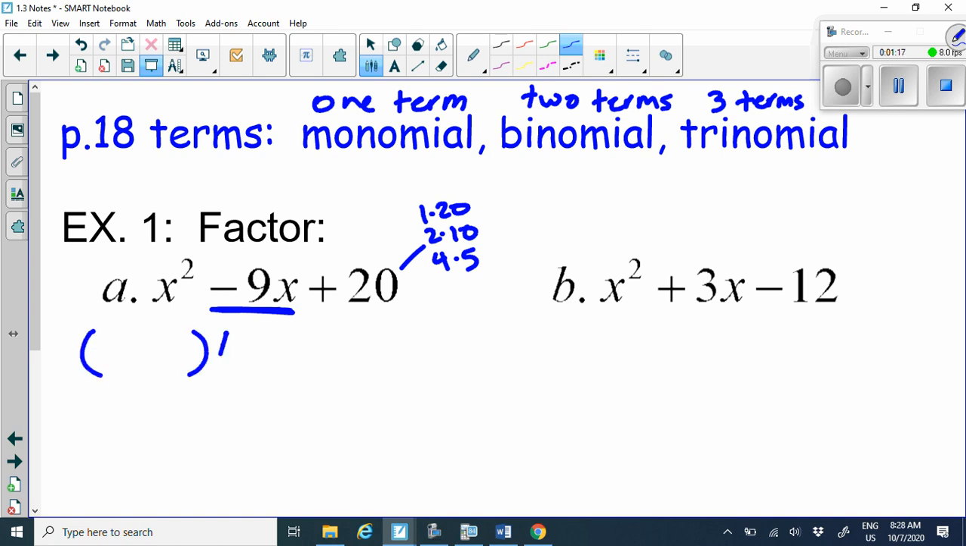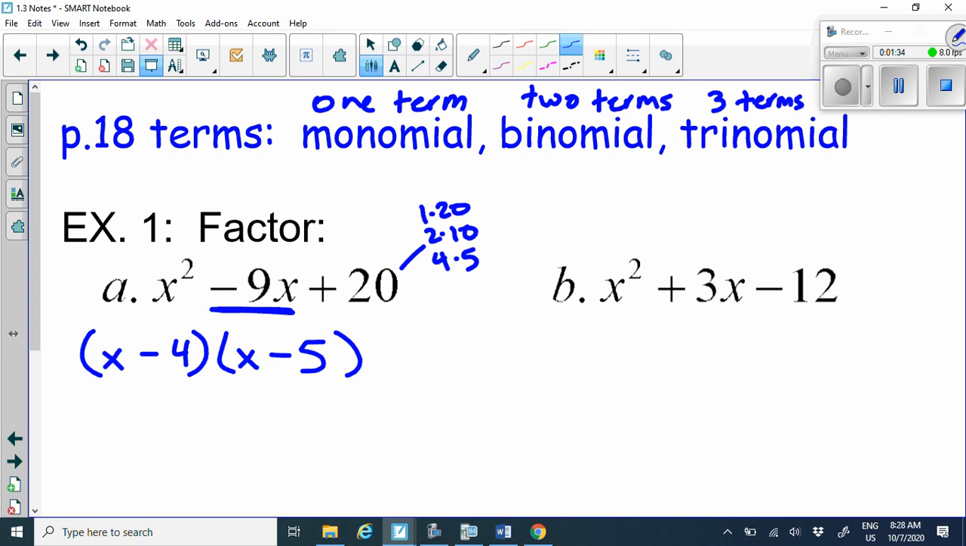So our next thing is we're going to create 2 sets of parentheses. X is going to be in both of them, and we have 4 and 5. Now, since we're adding up to a negative 9, we need to make sure that both of these are negative. So our factoring is x minus 4 times x minus 5. Okay, let's look at part B here.